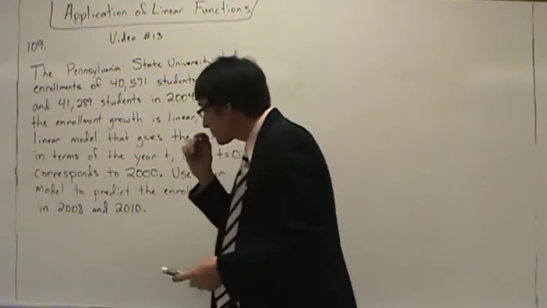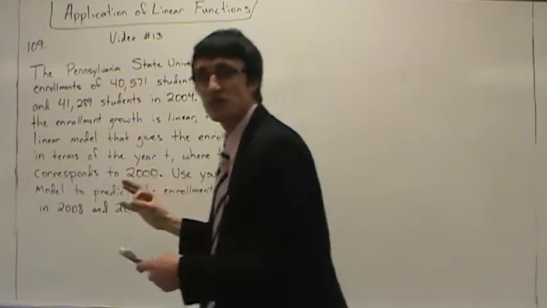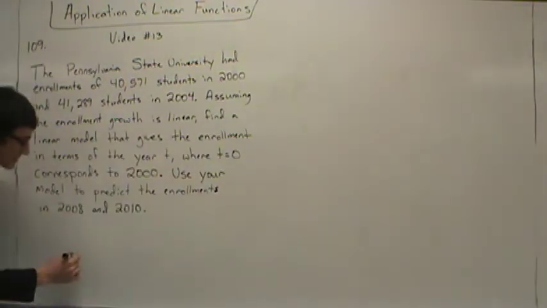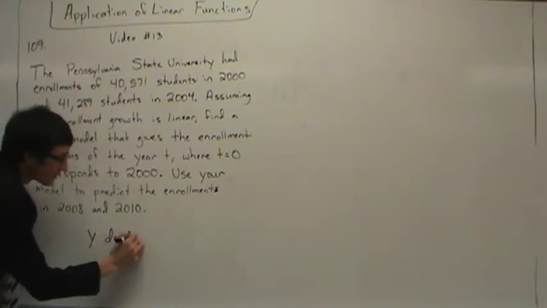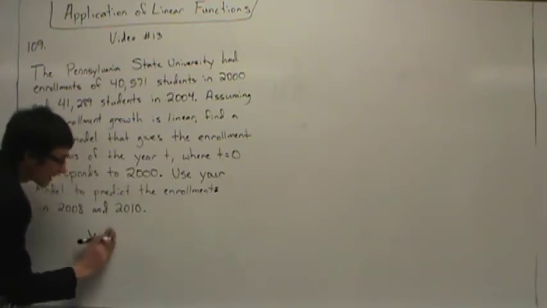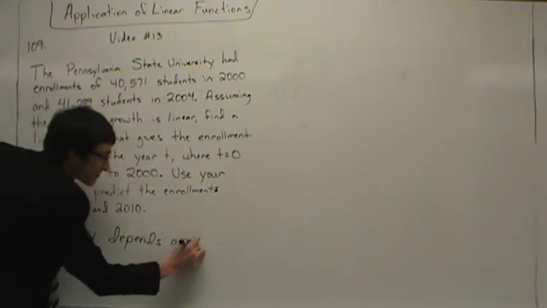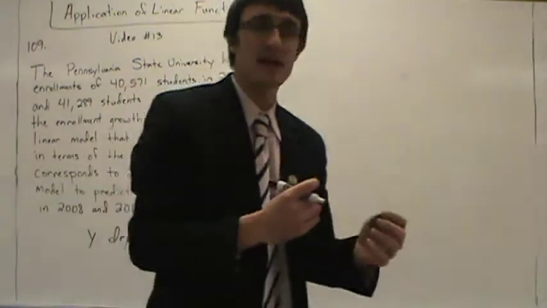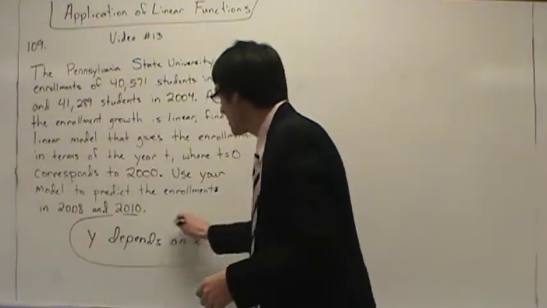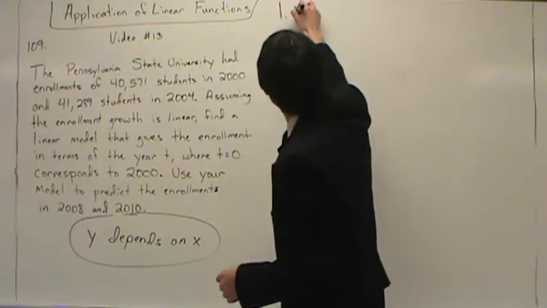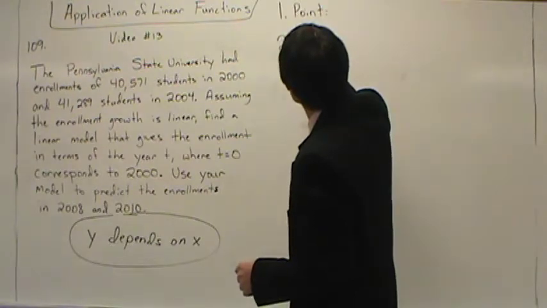Now, reminding you, when setting up application of linear functions, there's a key phrase that you must remember. That phrase is: y depends on x. Remembering that y is called the dependent variable and x is called the independent variable, this phrase allows us to find a point and a slope for this problem very easily.